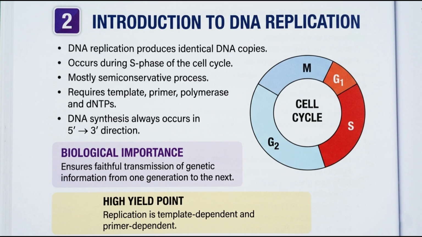DNA replication requires several essential components: template DNA, primer, DNA polymerase, dNTPs, Mg2+ ions. An extremely important point is that DNA synthesis always occurs in the 5' to 3' direction. DNA polymerase adds nucleotides only to the free 3' group of the growing strand. Replication is both template-dependent and primer-dependent. Without primer, DNA polymerase cannot begin synthesis.